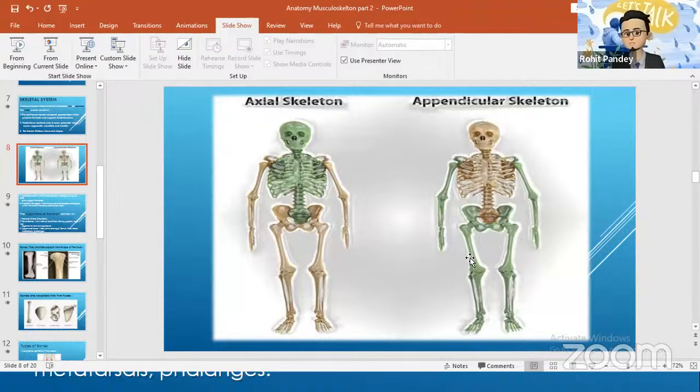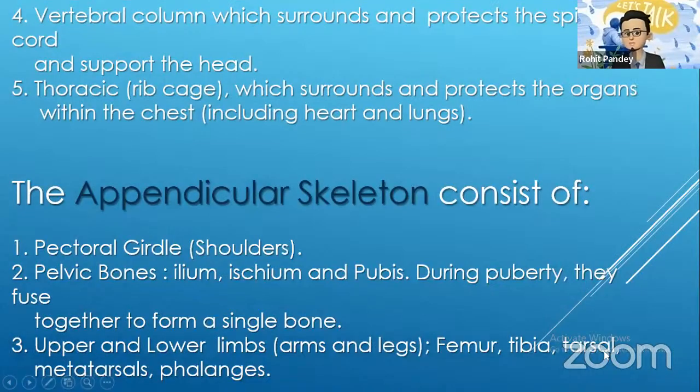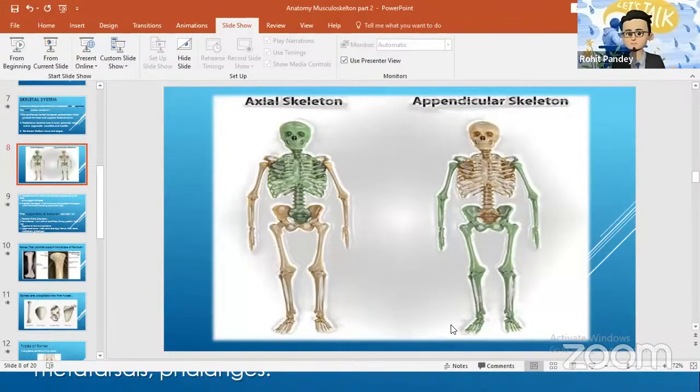Femur is the thigh bone. Tibia, tarsals, metatarsals, and phalanges, these are the fingers, toe fingers, and hand fingers.